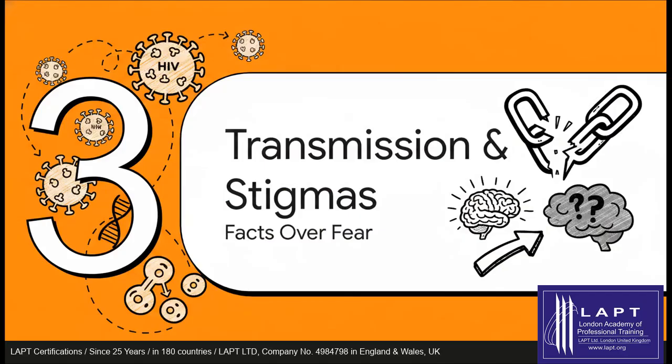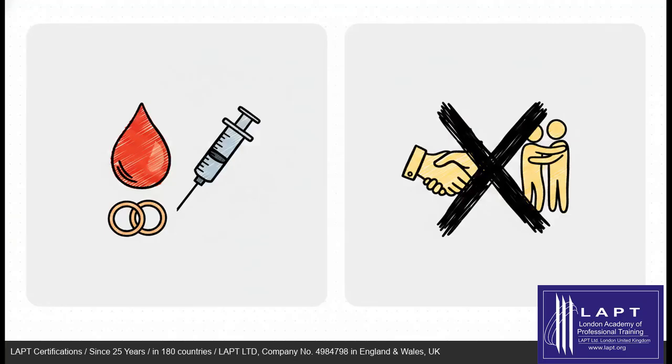Which brings us to a really pivotal part of our explainer, Section 3, Transmission and Breaking Stigmas. It is time to put facts over fear. And this brilliantly illustrates exactly what we're talking about. HIV transmission is highly specific. It spreads through sexual contact, transfusions of contaminated blood, shared needles, or from a mother to her child. Do you see the pattern there? It absolutely requires the direct exchange of specific bodily fluids.